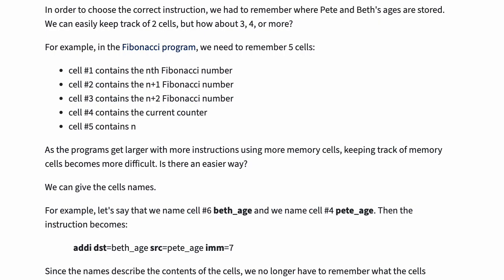Is there an easier way? We can give the cells names. For example, let's say that we name cell 6 Beth age, and we name cell 4 Pete age. Then the instruction becomes ADDI, DST equals Beth age, SRC equals Pete age, and IMM is 7. Since the names describe the contents of the cells, we no longer have to remember what the cells contain.